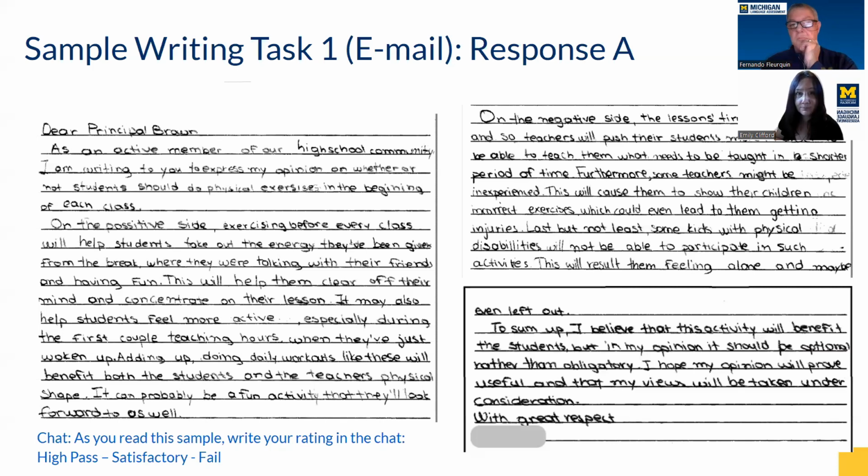So you can tell us what you think in terms of how this test taker did, and we'll analyze it a little bit as the session continues. Can you go on to the next slide?